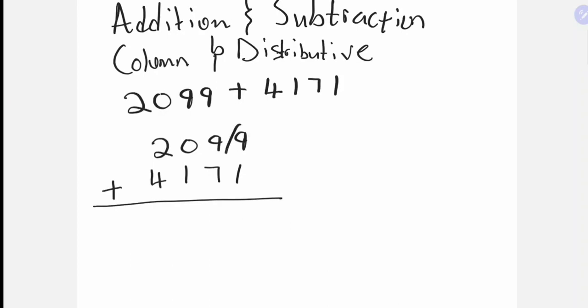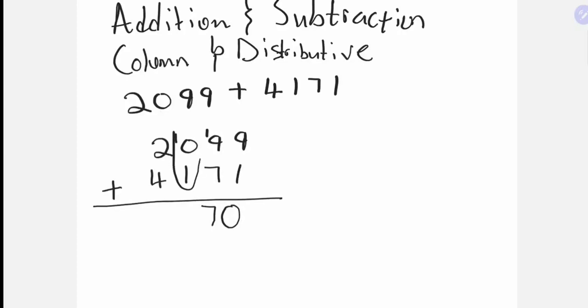We start with our units as per usual. We would then say 9 plus 1, which is 10. Now we don't write 10 here. We just write 0 and carry the 1 over to the next number, right? And now we are adding from our tens place. So we then say 1 plus 9 plus 7, which should give us 17. Sorry. You're going to write the 7 over here and then carry the 1 over to the next number.